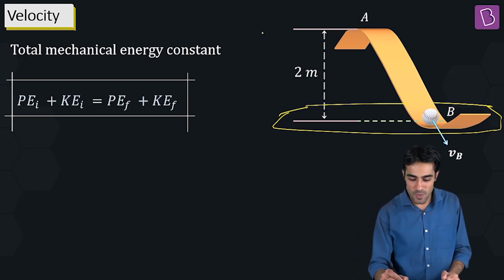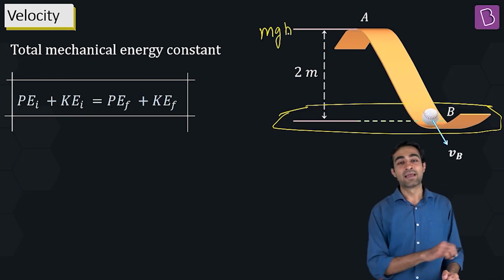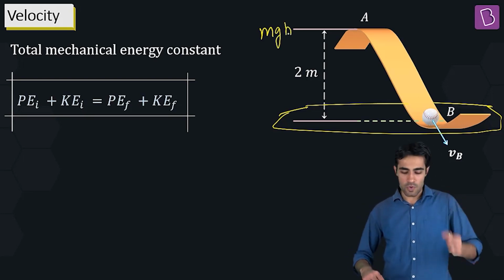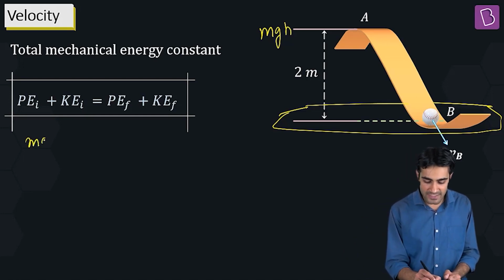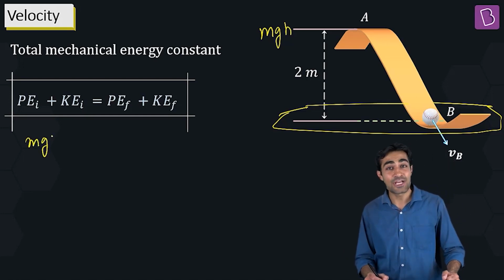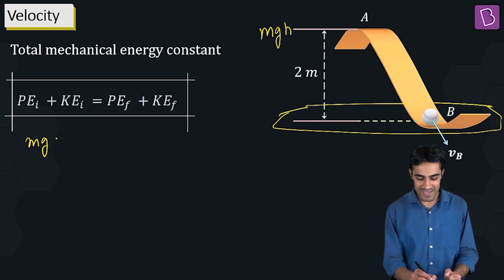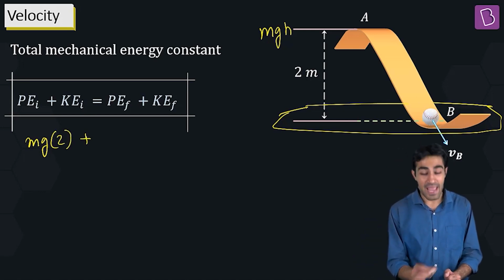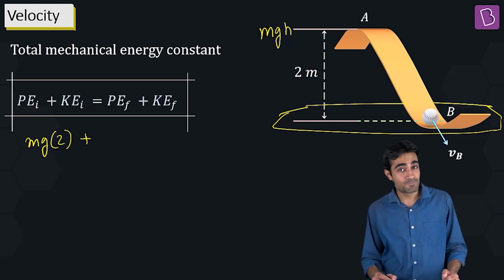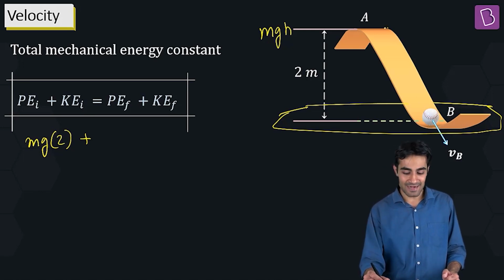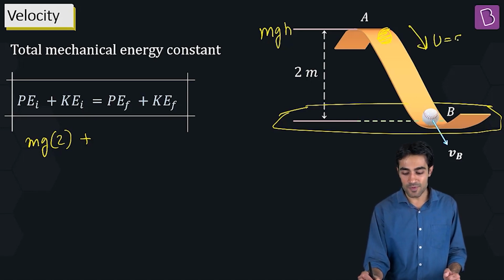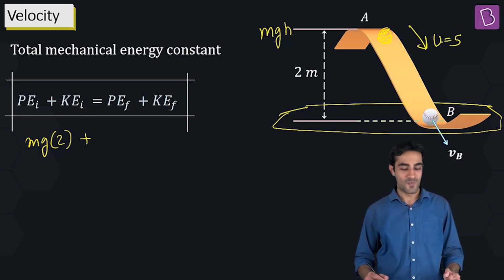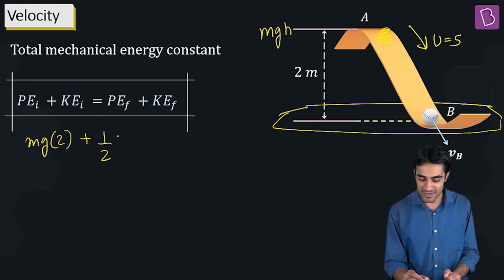Right. So at A, potential energy is mgh, and m is the mass of the ball. So we can say initial potential energy is mgh. By the way, what is h? H is 2. So let me just write mg into 2. And kinetic energy initial. Do you remember that the ball initially has some speed? U was given to be 5. Oh, now we can say the initial kinetic energy is half m 5 square.